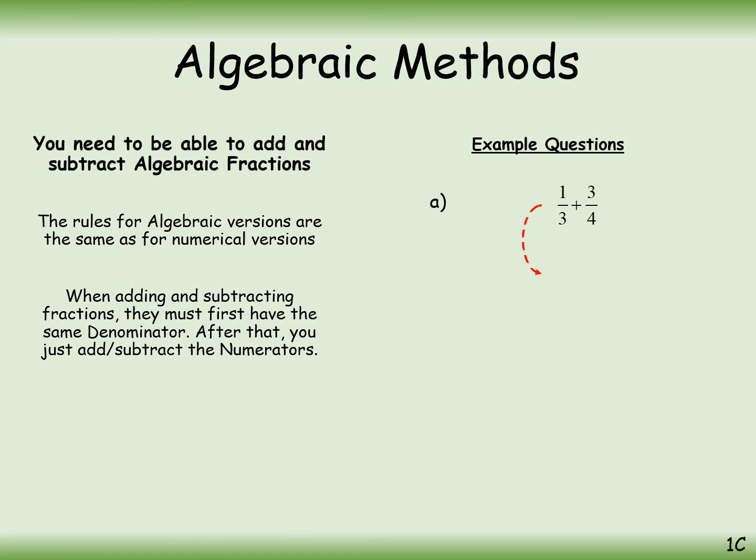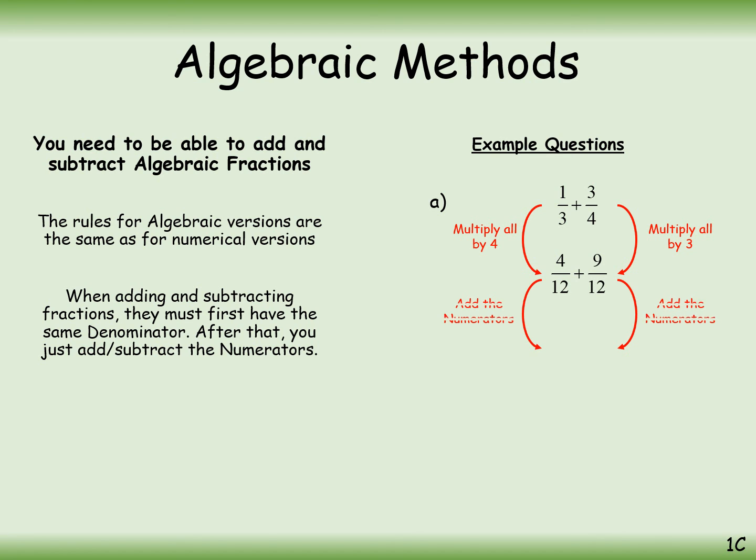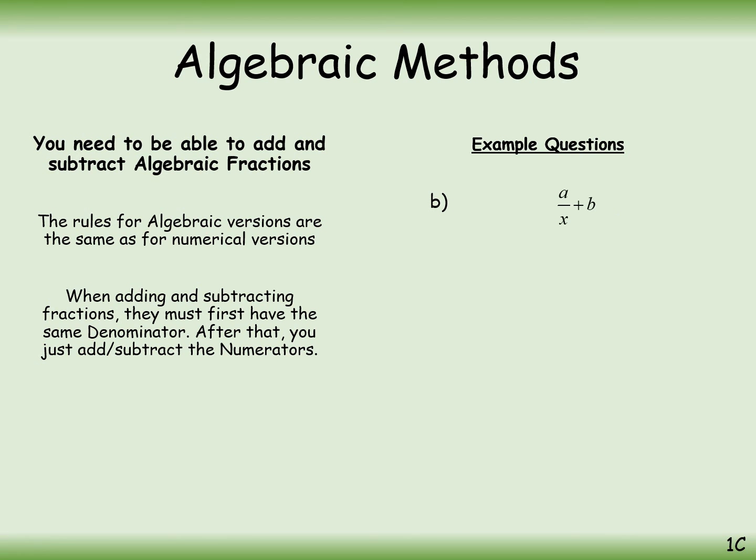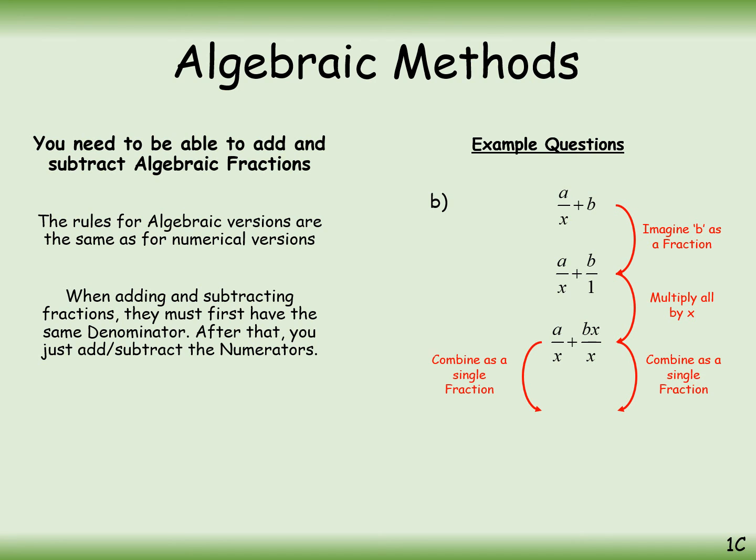So if we look at adding fractions, we know with numbers we need a common denominator, and then you simply add the numerators. So when we have an algebraic fraction, so 1 over x plus b, we could write this as 1 over x plus b over 1, and the common denominator would be x. So we multiply top and bottom of b by x. So now we have 1 plus bx all over x.